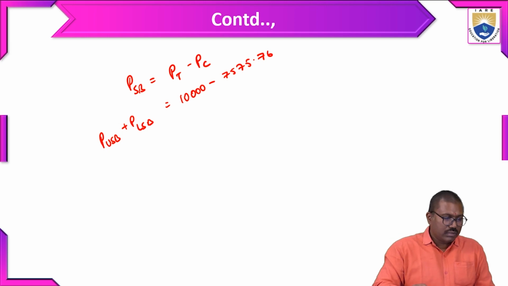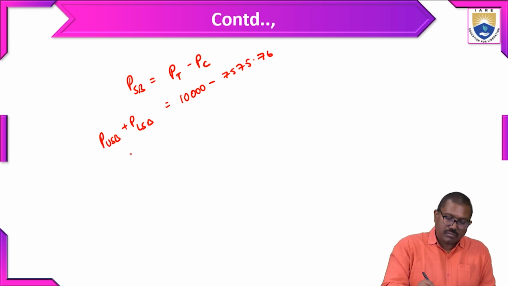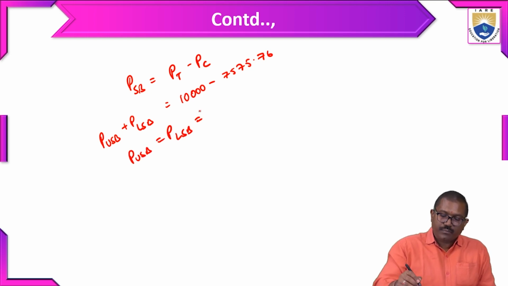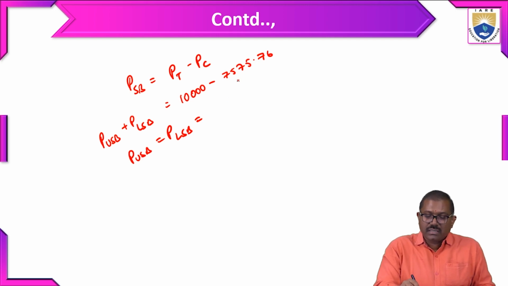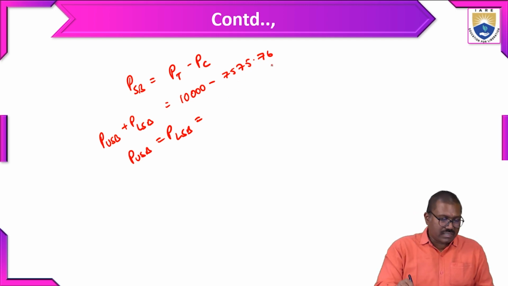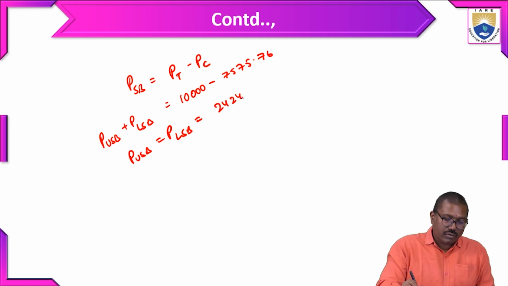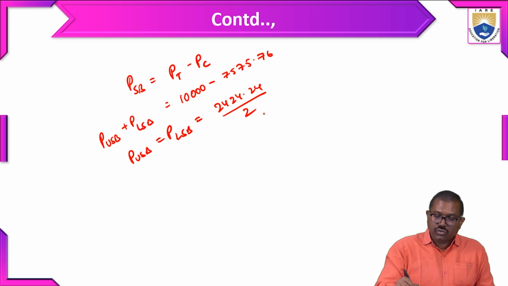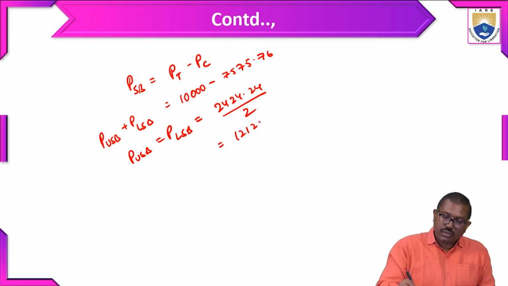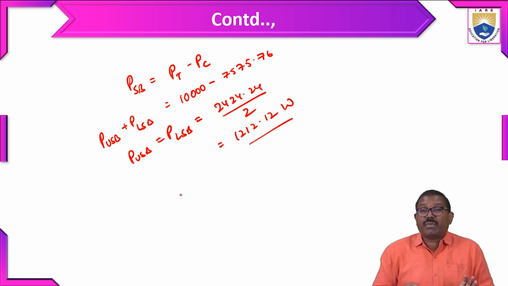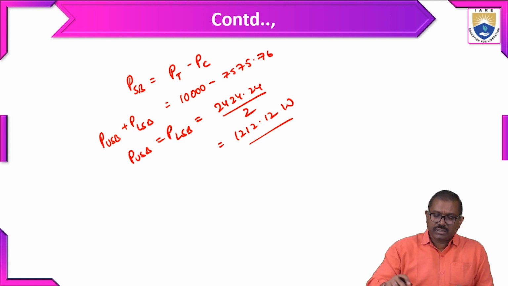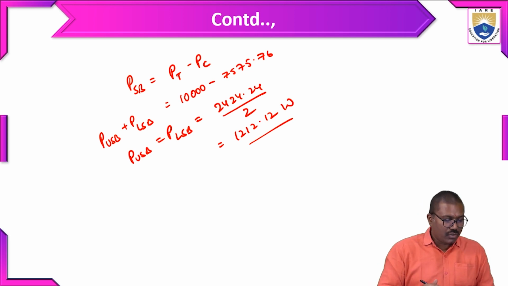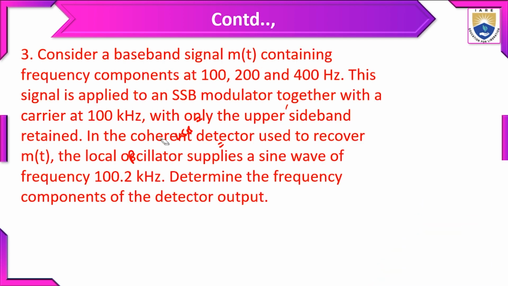These two are equal. So here P_USB is equal to P_LSB, which is equal to (10,000 minus 7,575.76) divided by 2, that is 24.24 divided by 2. Then we got 12.12 watts. So this is the each sideband power. That means lower sideband power and upper sideband power is equal, 12.12 watts. Okay. So coming to the third problem.